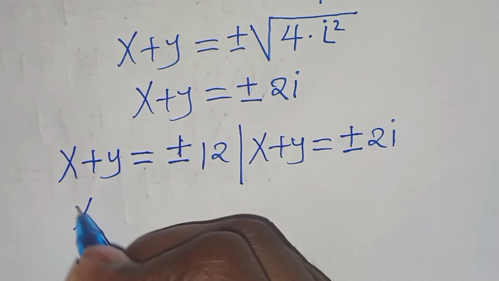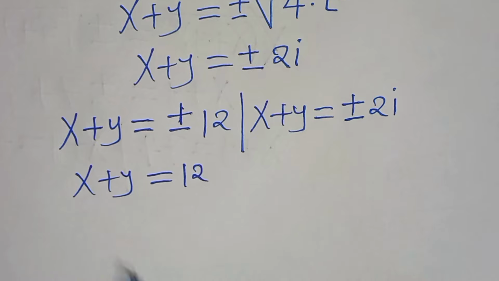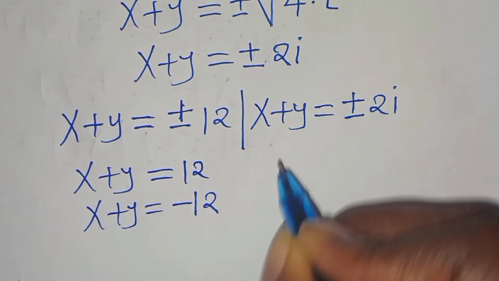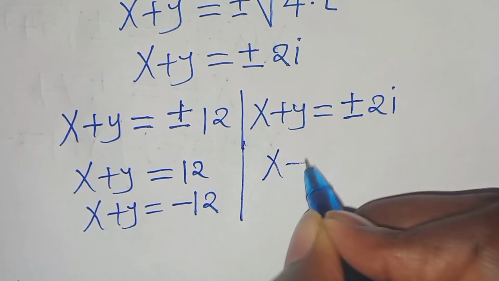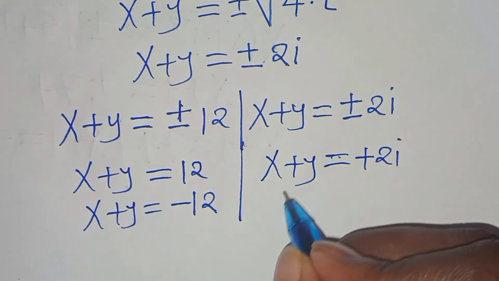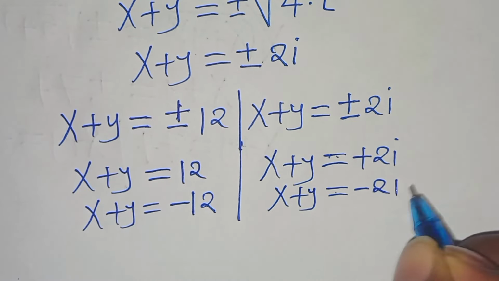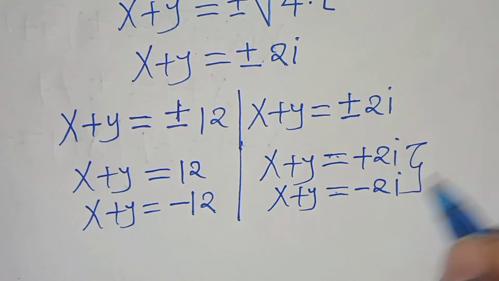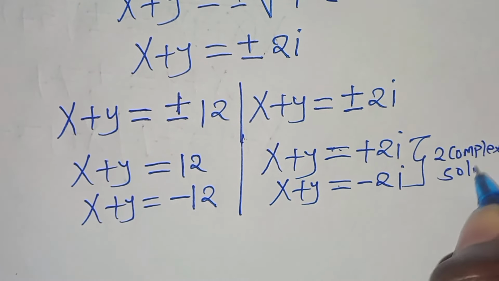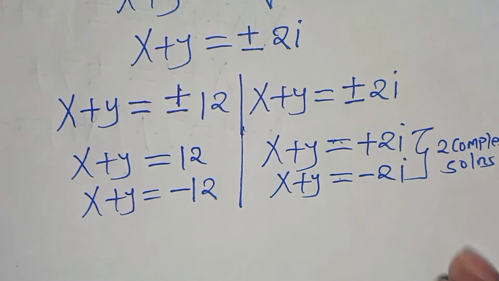So this implies that x plus y is equal to 12, and we have that x plus y is equal to minus 12. As well as here, we have x plus y equal to plus 2i, and x plus y equal to minus 2i. So we have two complex solutions here, and we have two real solutions here.